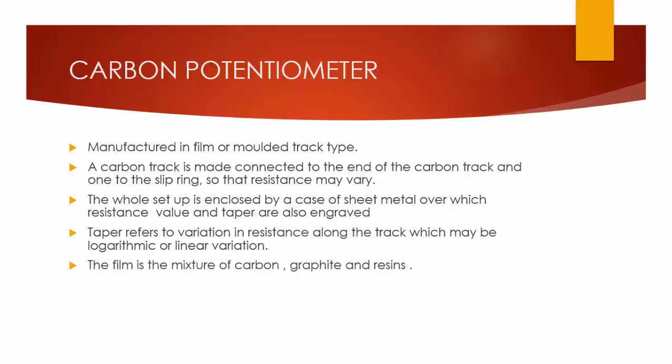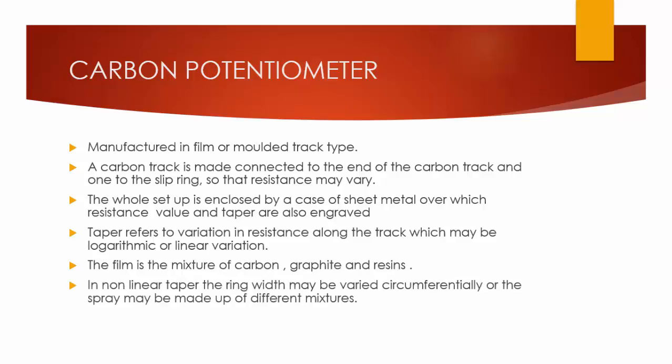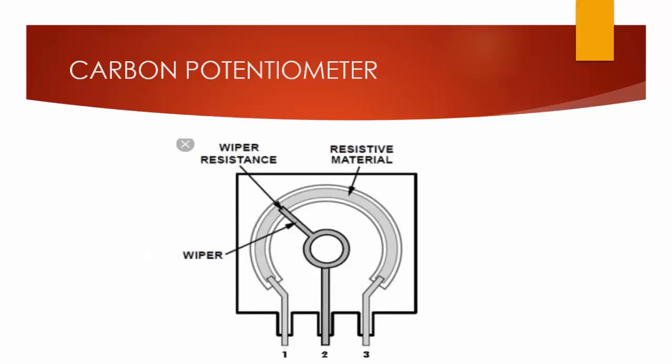The film is a mixture of carbon, graphite and resins. In the non-linear taper, the ring width may be varied circumferentially, or the spray may be varied with a different mixture so that we can get a variable reading. Now this is the diagram of the carbon potentiometer. As we can see here, two points are provided with the track, and one point is with the slip ring so that it can vary the resistance along the whole track and we can get a desired output.